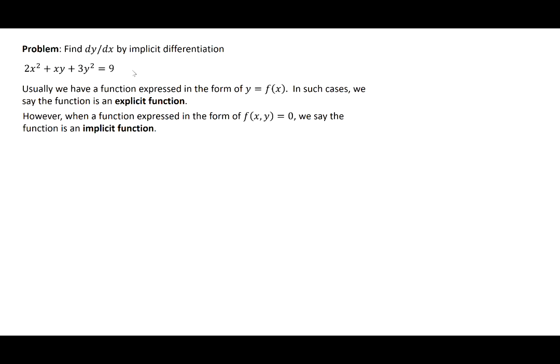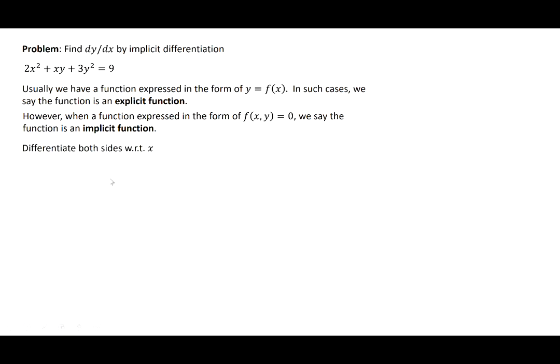That's the idea. So this is an implicit function. And the question is, can we find the derivative dy/dx in such cases? And the answer is yes, we can. And that process is called implicit differentiation. And here is how it works.